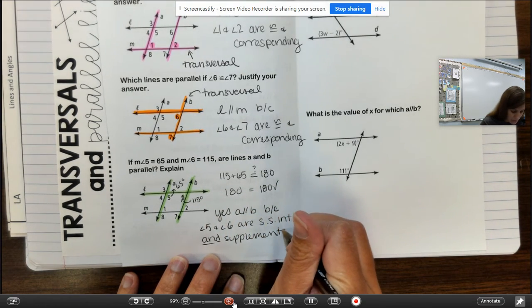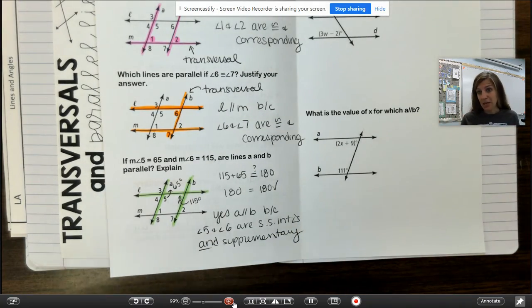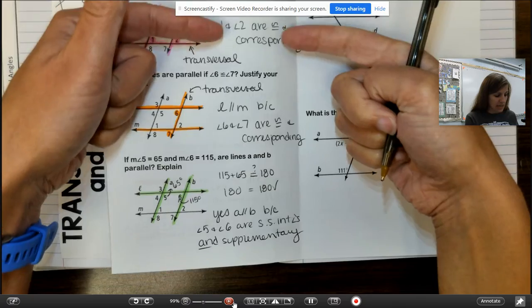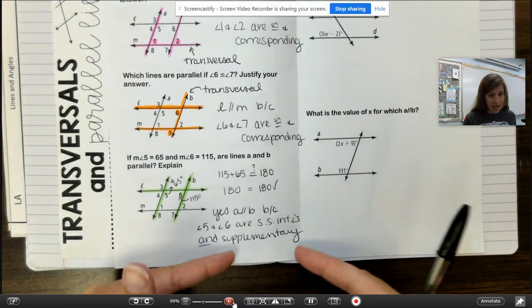They really need to be two things. They need to be a pair, and they need to do what that pair is supposed to do. So they need to be a pair and they need to be congruent, or they need to be a pair and they need to be supplementary.